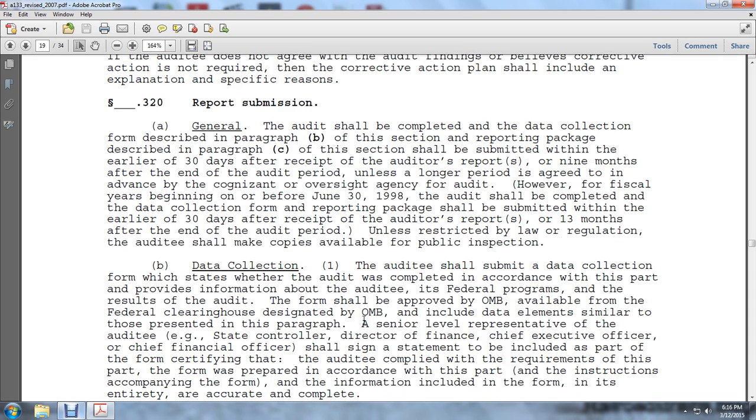A senior level representative of the auditee, such as the State Controller, Director of Finance, Chief Executive Officer, or Chief Financial Officer, shall sign a statement to be included as part of the form, certifying that the auditee complied with the requirements of this part and the form was prepared in accordance with this part. Then, per the instructions accompanying the form, the information included in the form in its entirety is accurate and complete.